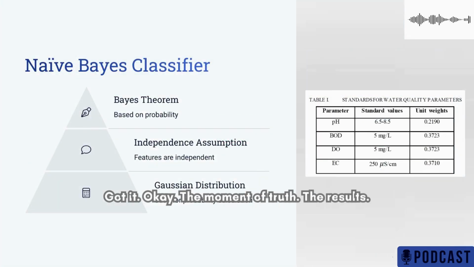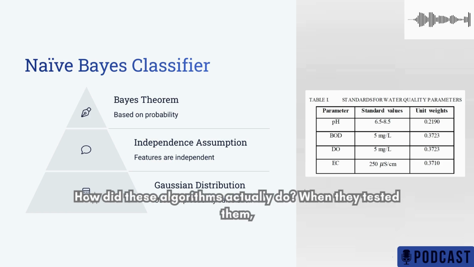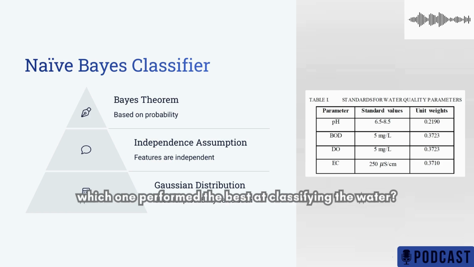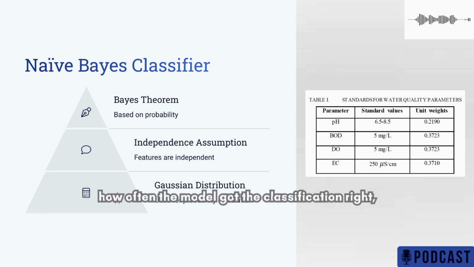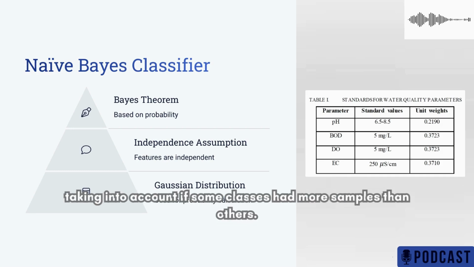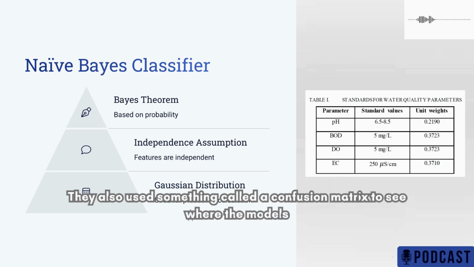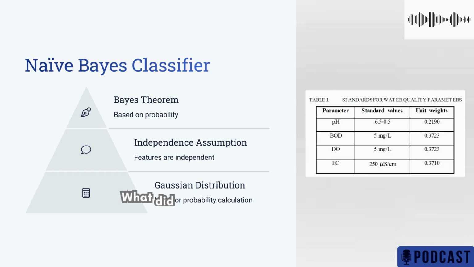Got it. Okay, the moment of truth, the results. How did these algorithms actually do? When they tested them, which one performed the best at classifying the water quality? So they looked at performance using metrics like balanced accuracy, basically, how often the model got the classification right, taking into account if some classes had more samples than others. They also used something called a confusion matrix to see where the models were making mistakes. Okay, standard ways to check performance. What did they find on that first data set, the Narmada River data?